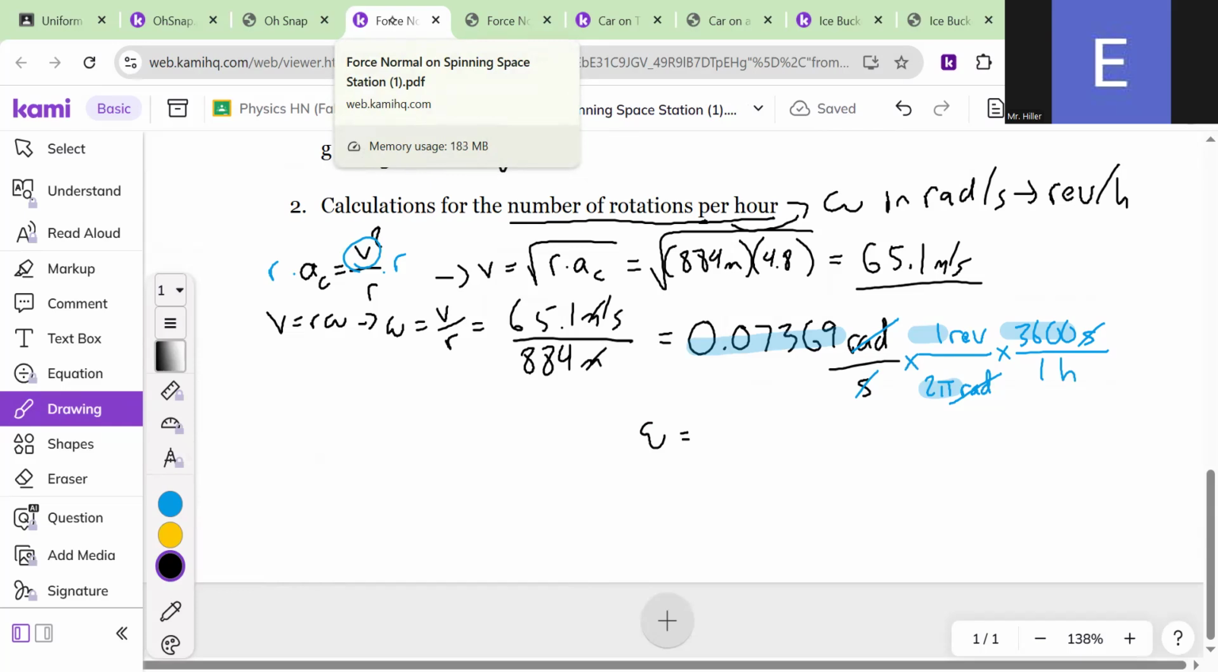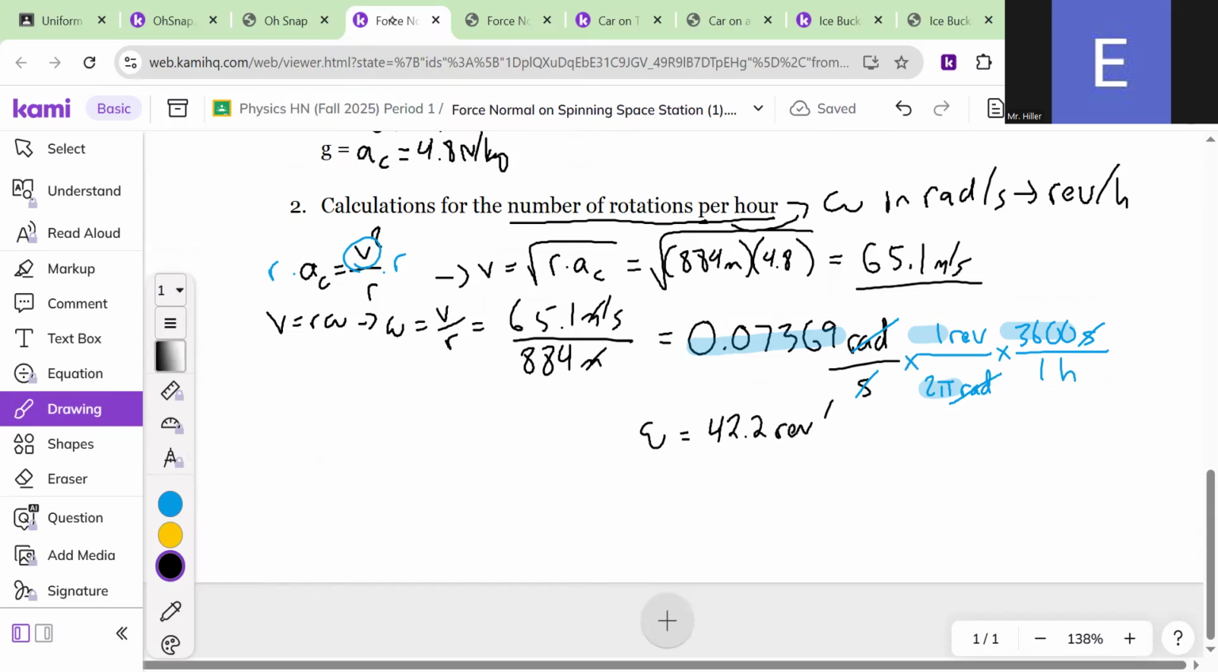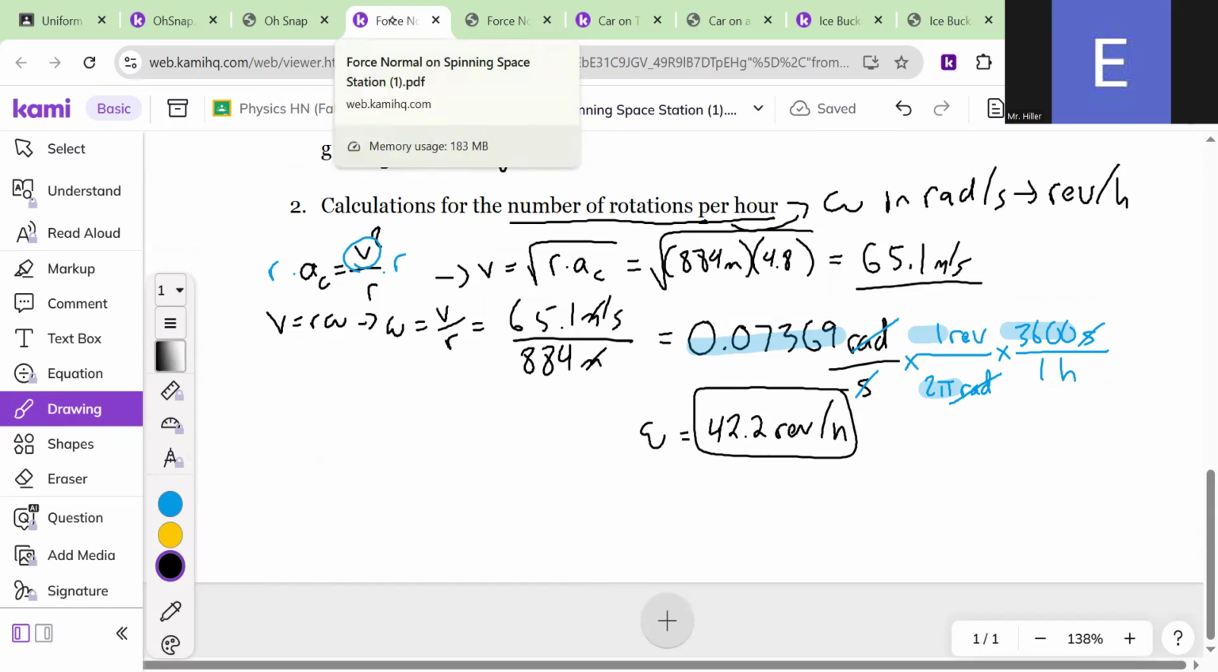See, I can't even find my pi button. Where's my pi button? Okay, pi. Good, got it. And I'm looking at about 42.2 revolutions per hour would be needed in order for that astronaut to feel a gravitational strength of 4.8 newtons per kilogram.